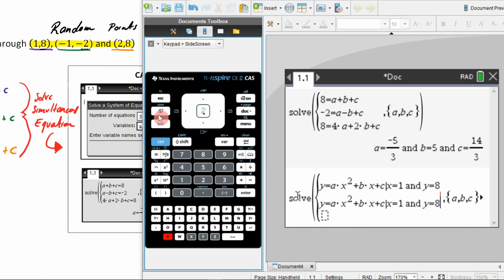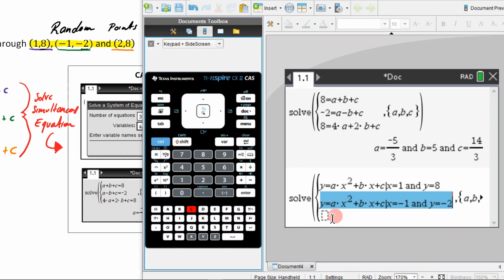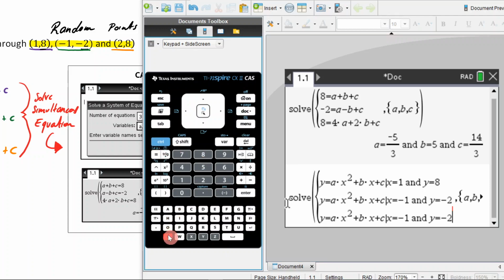Now the reason why we've done that is because for my next one, my y is equal to -2 and my x is equal to -1. So I can come over here and I can just put a negative in front of that. And then you want to do it again. You want to copy this. So remember shift and then just use your arrow keys to highlight it. Control C to copy, control V to paste it.